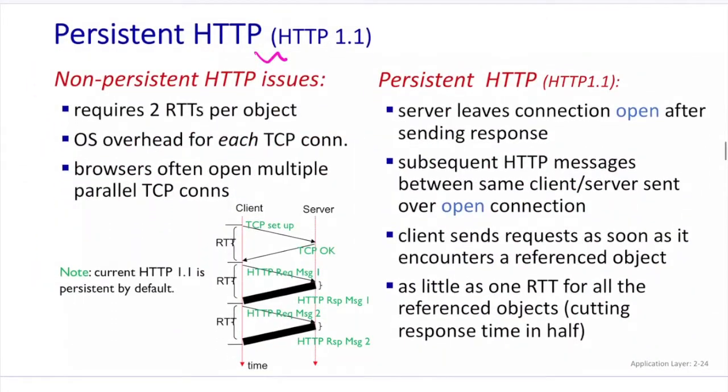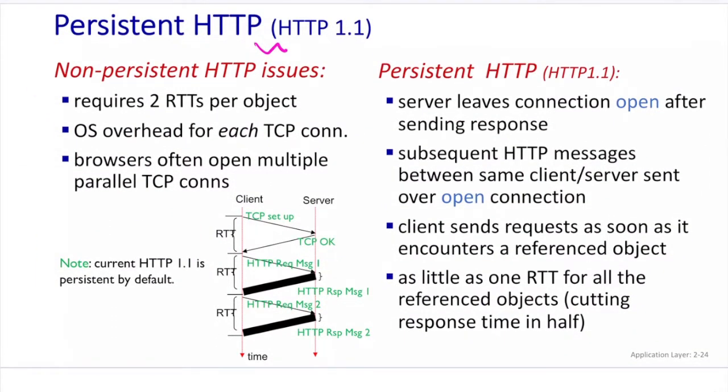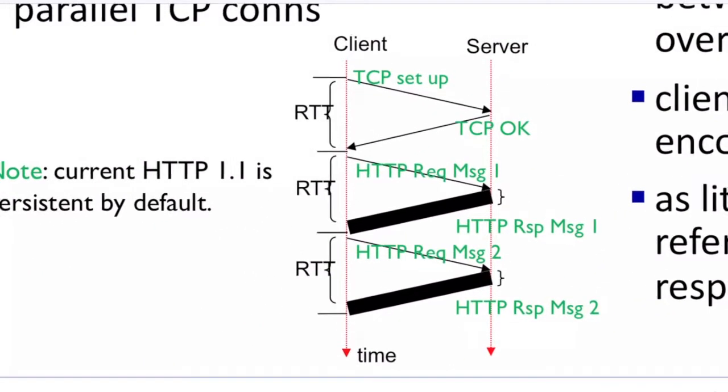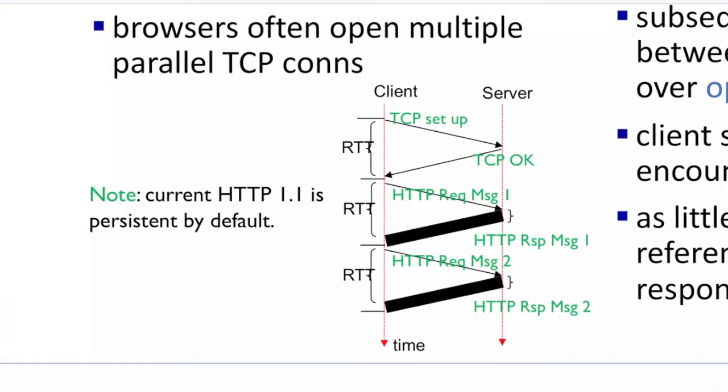So for the later HTTP 1.1, we have a very nice design right here. If you have multiple objects that need to be transferred from the server to the client, you can simply set up one single TCP connection, and then continue to request and receive the corresponding objects using that single TCP connection. You don't have to close it, right? That is more efficient.